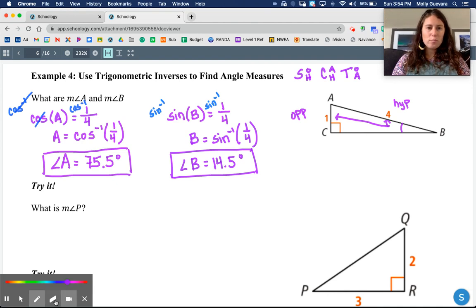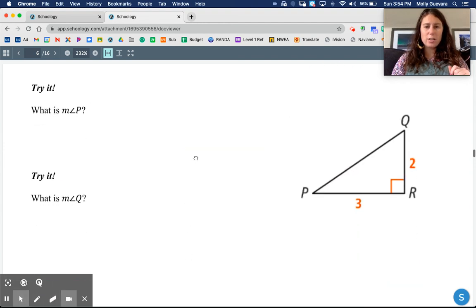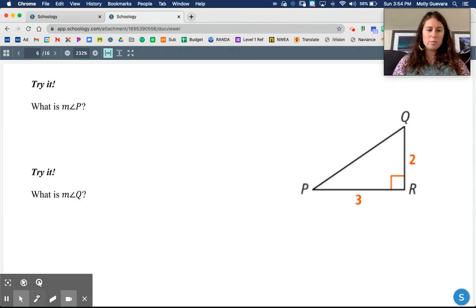Okay. All right, so using our inverse functions, I do want you to try these two. What is the measure of angle P? What is the measure of angle Q? I will put that SOHCAHTOA back up if that is helpful. You should be writing it whenever you need it.